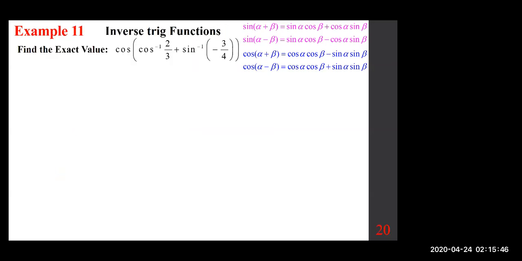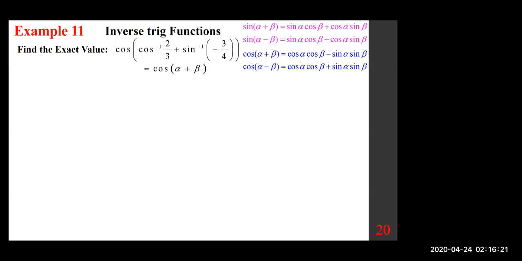Thank you. Now, we want to find the exact value. What is really important for all of us to realize when we are looking at cosine inverse or sine inverse is that we are dealing with an arc. So what is cosine inverse of 2/3? I don't know. I'm going to call it alpha. What about sine inverse of -3/4? I don't know. I'm going to call it beta. Anything you want. So in essence, you want cosine of alpha plus beta. That's what you're looking for, everybody.